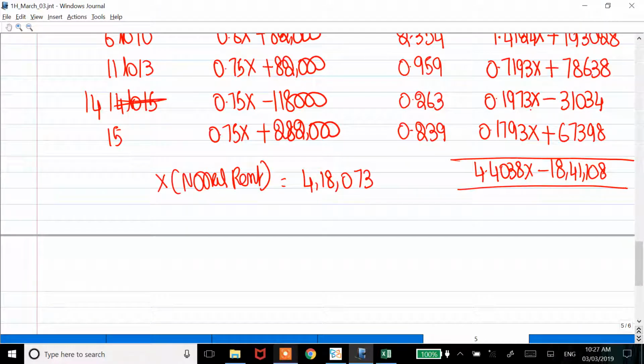You do this and check the answer. I'm not very sure if at all there's a calculation mistake. So the normal rent is 4,18,073. 4,18,073 is the normal rent to be charged.